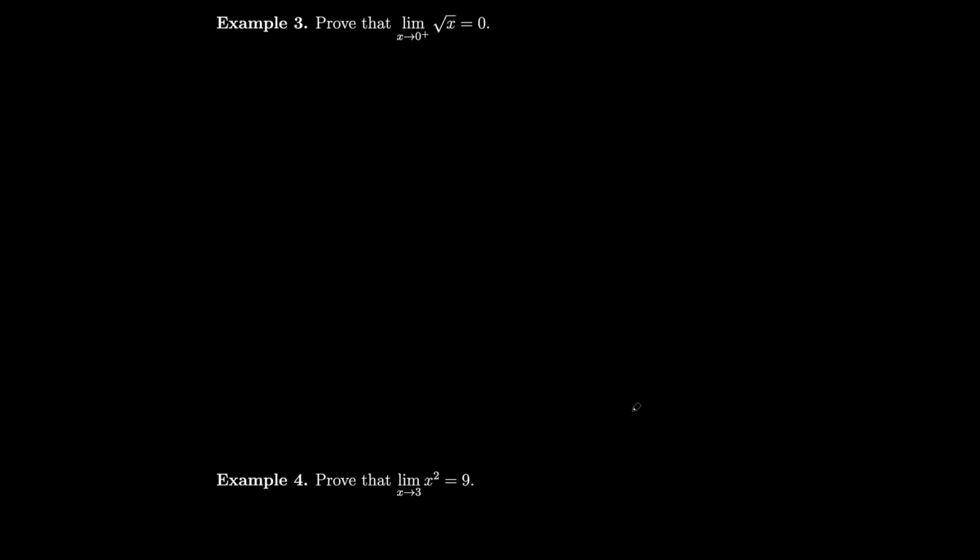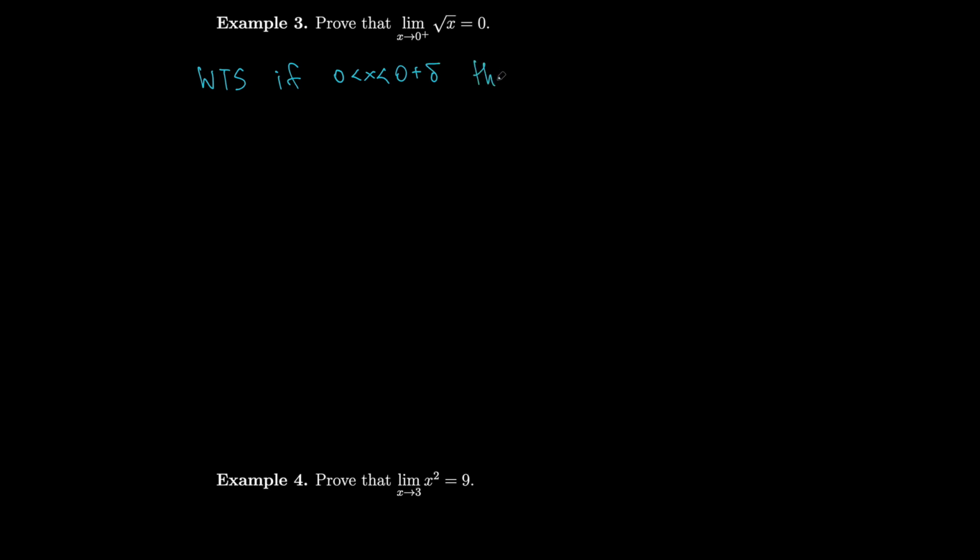Let's prove that the limit of the square root of x as x approaches 0 from the right is 0. So again, let's write out what we want to show. We want to show that if, in this case, we're doing it from the right, so we want to show that 0 is what we're approaching, that's smaller than x, that's smaller than 0 plus delta.